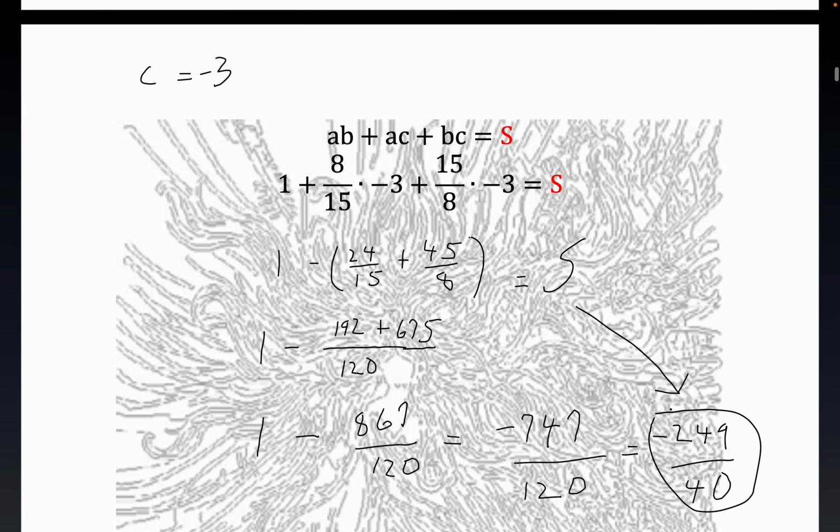S is equal to minus 249 over 40. Talk to you later.